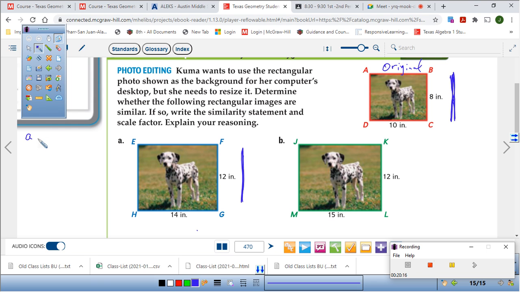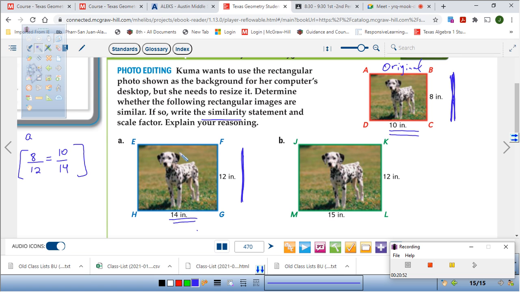For A, let's see if they'll be similar, right? So I want to compare 8 over 12. What I would do now is, does that stay in proportion to 10 to 14? Are these ratios the same? What do y'all think? Well, how do I see if this thing is true? Anybody know how to check if that's true?